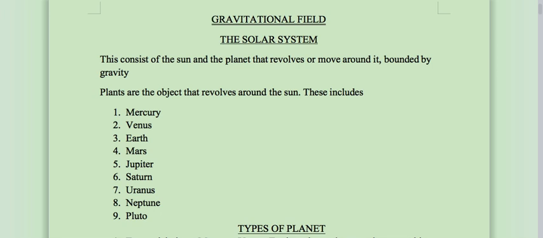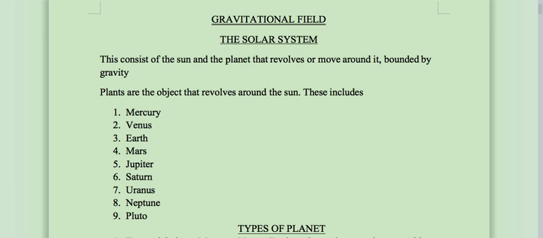The topic we're looking at today is gravitational field. First of all, in gravitational, we are talking about gravity. Now, let's look at the solar system. That will help us to understand gravitational field in physics very well.